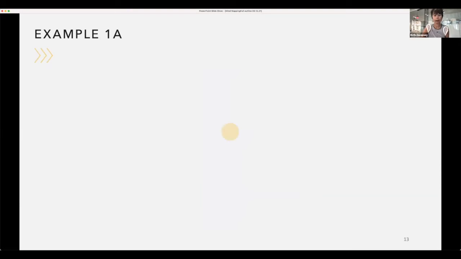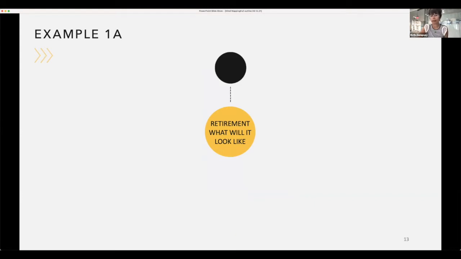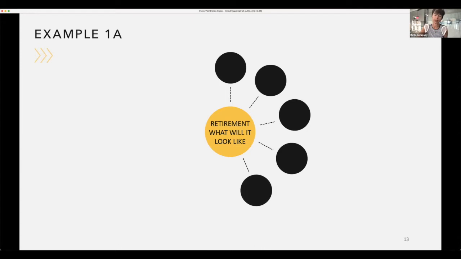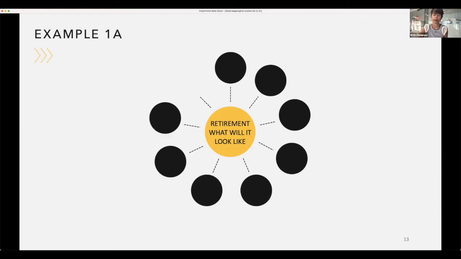Okay. And this first example is, what will retirement look like? Okay. And so you're going to create your 10 or so circles. Okay, so create your circles. And then from here, in the minute, you're coming up with what your words could be.